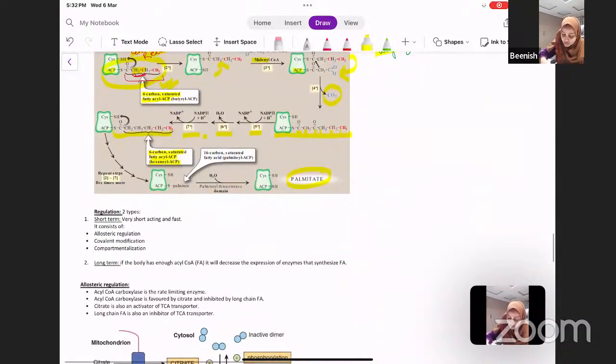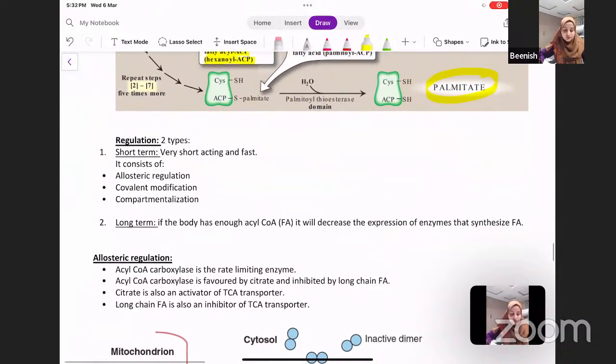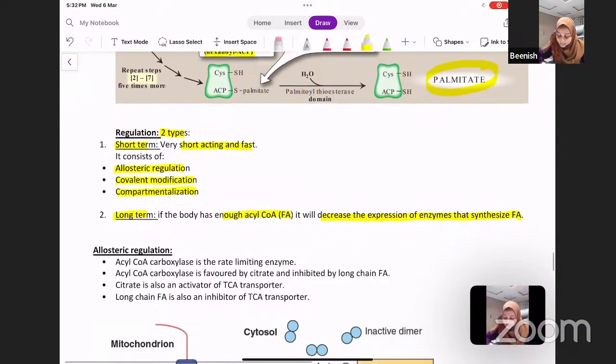So moving forward, the regulation. The regulation is of two types. Short-term regulation, which is very short acting and fast. It consists of allosteric regulation, covalent modification, and compartmentalization. And then you have long-term regulation. If the body has enough acyl CoA, that is fatty acid, it will decrease the expression of enzymes that synthesize fatty acid.